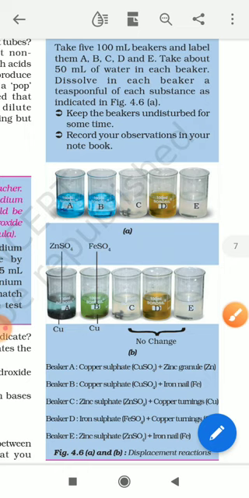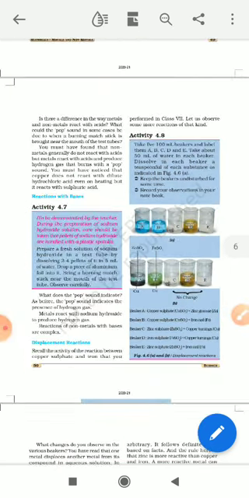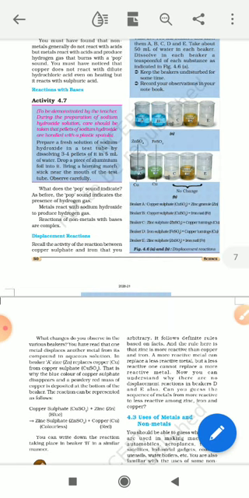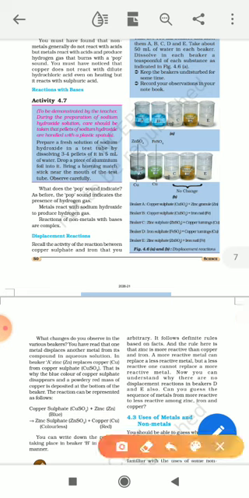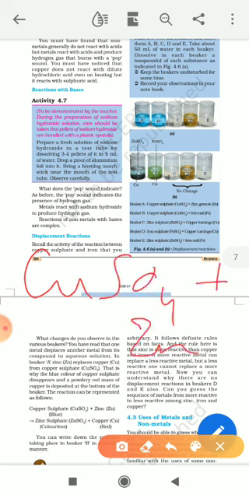Leave them for a while. After some time you will observe a few things in them. In the first beaker, copper sulfate and zinc granules are there. Can you observe one thing? The color changes. Earlier a bluish color was there, but now the blue color disappears, and some red mass is deposited at the bottom of the beaker.